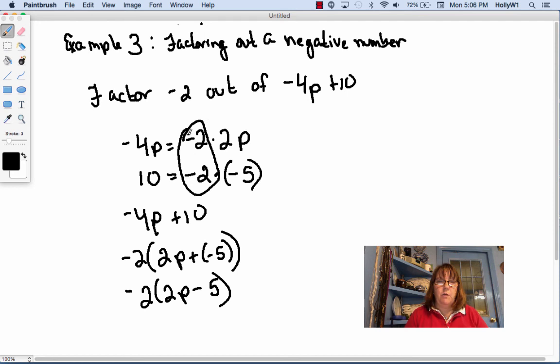The key is figuring out what times the thing that you want to factor out is equal to the original term. And that's how you factor.